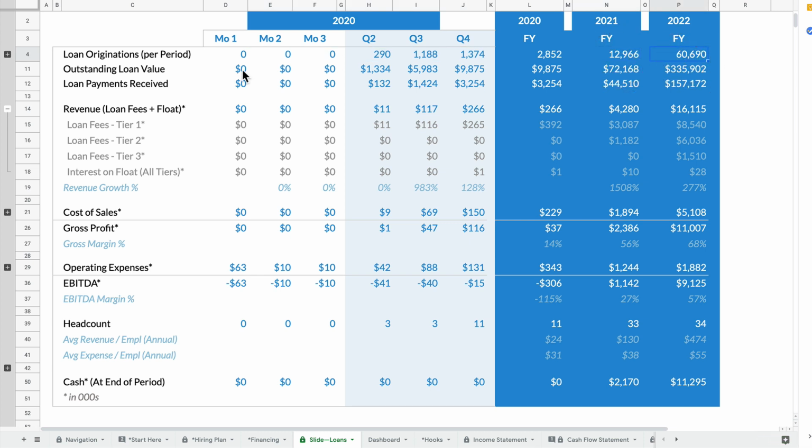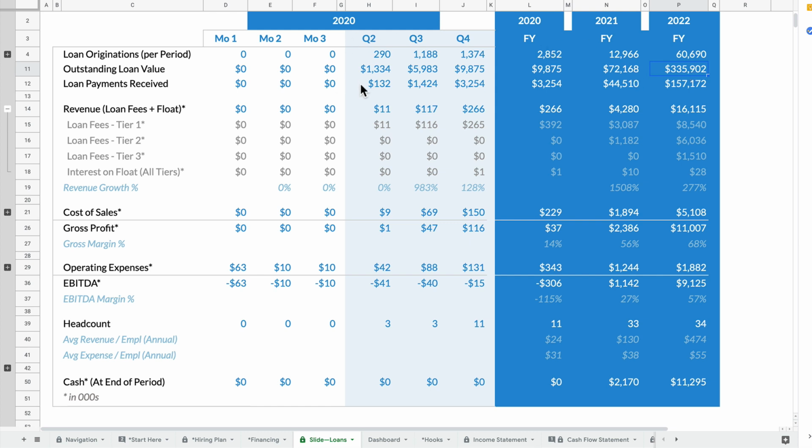The outstanding loan value is the total value of all the loans that are outstanding at that time. So you can see it grows from 10 million. We write $10 million worth of loans in year 1, then we get up to $72 million in year 2, $335 million in year 3. This is after payments have been made back, so it's not the total value of loans that have ever been written. It's the value of loans that are remaining.